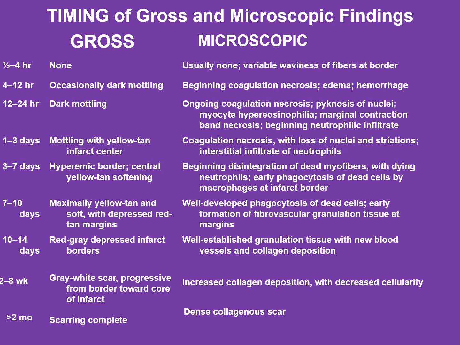And take note of the corresponding microscopic changes. So in 1 to 3 days, you have coagulation necrosis. 3 to 7 days, we have neutrophils. 7 days, we have phagocytosis and granulation tissue formation. And about 2 weeks, you have already the well-established granulation tissue. And by 8 weeks, you have your scarring, increased collagen deposition. More than 2 months, very obvious dense collagenous scarring.